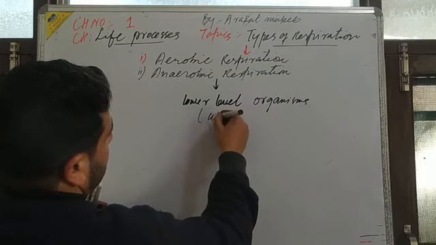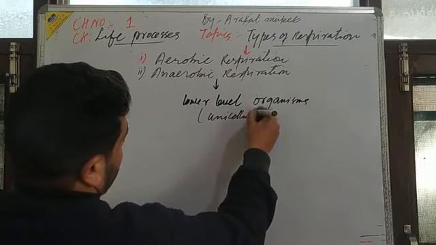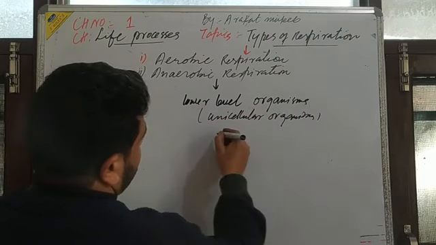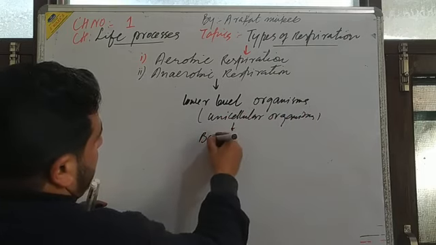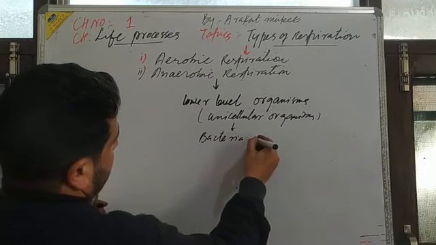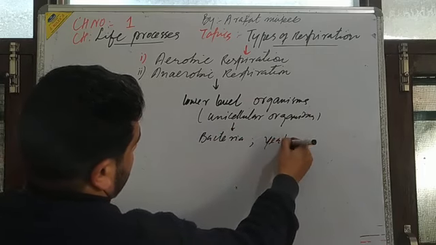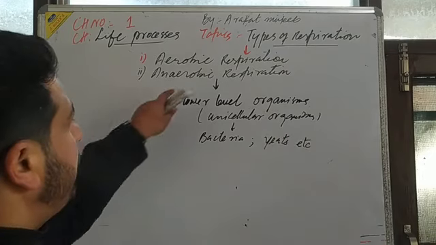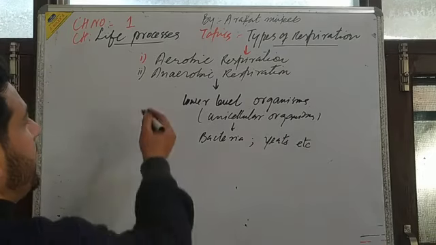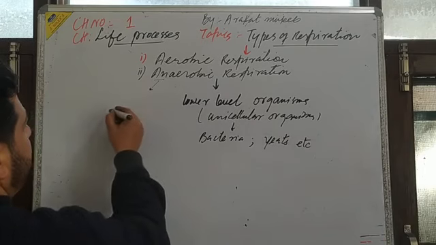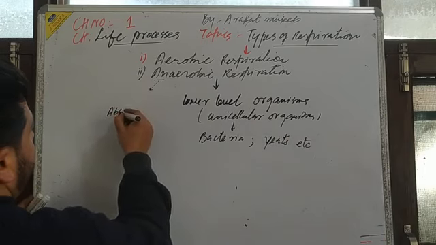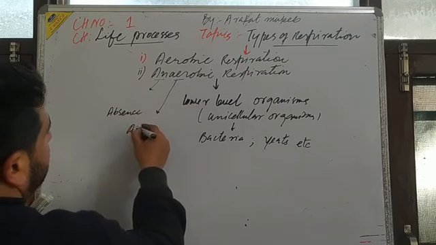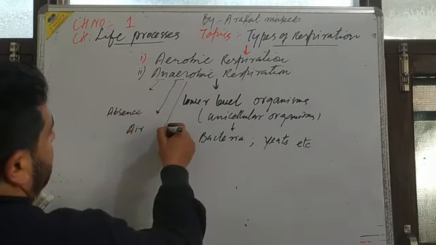Usually जिनको हम यूनिसेल्युलर ऑर्गेनिजम्स कहा जाता है. एग्जाम्पल में हम लेंगे बैक्टीरिया, यीस्ट्स एंड एटसेट्रा अदर ऑर्गेनिजम्स. तो एनाएरोबिक टाइप ऑफ रेस्पिरेशन, एन का मतलब होता है एब्सेंस. Aerobus means air, opus means life.